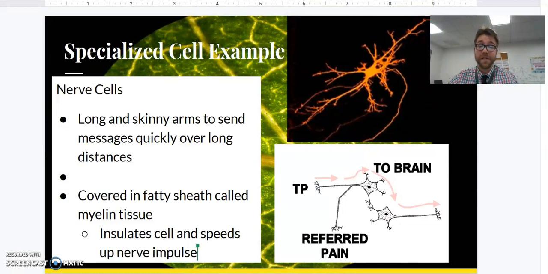The nerve cell. The nerve cell has long and skinny arms, which is great for sending messages, like from your brain to different parts of your body. Now, these nerve cells have something called myelin tissue or myelin sheath. It is a fatty sheath that protects these long arms. Otherwise, the messages being sent could be lost before they get to the end of the arm. This myelin tissue insulates the cell and it speeds up the nerve impulse. It prevents the nerve impulse from being lost while being sent through the nerve arm.